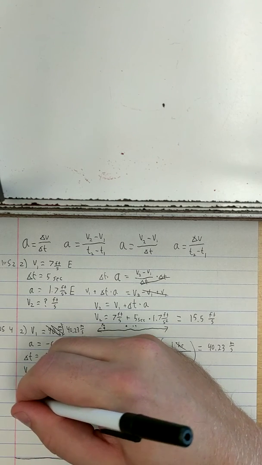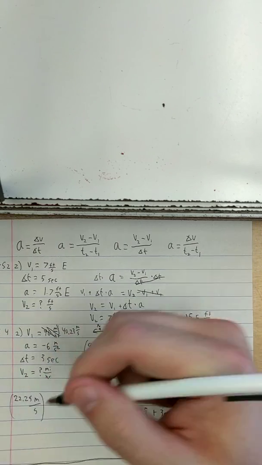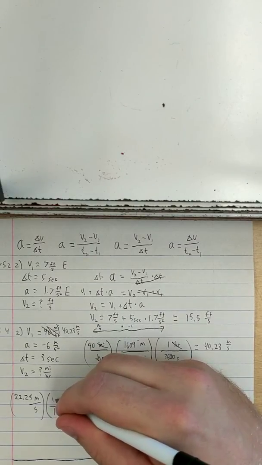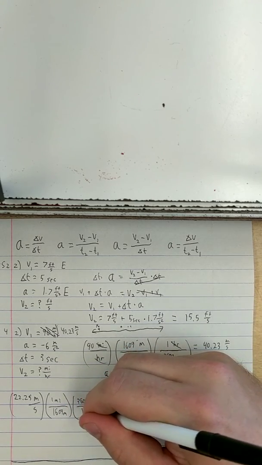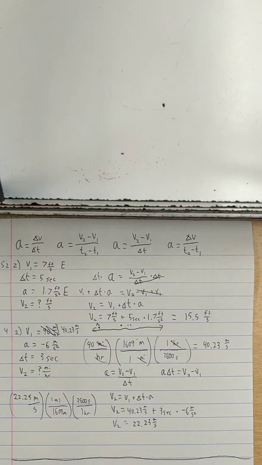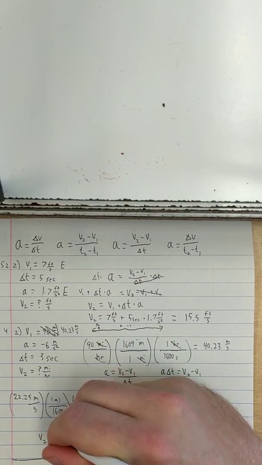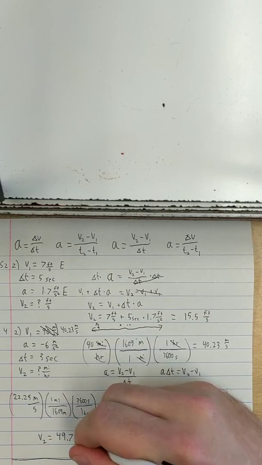So what I'm going to do is I'm going to take that 22.23 meters per second and do the exact opposite conversion that I just did. So 1609 meters in 1 mile, 3,600 seconds in 1 hour. So I'm going to take 22.23 times 3,600 divided by 1609, and I get an answer of my final velocity, V2, is going to be equal to 49.74 miles per hour.